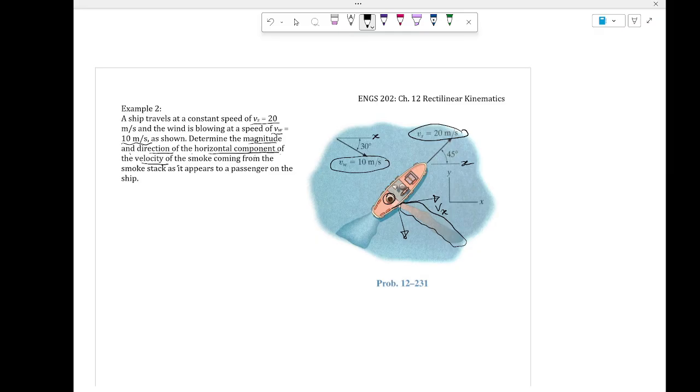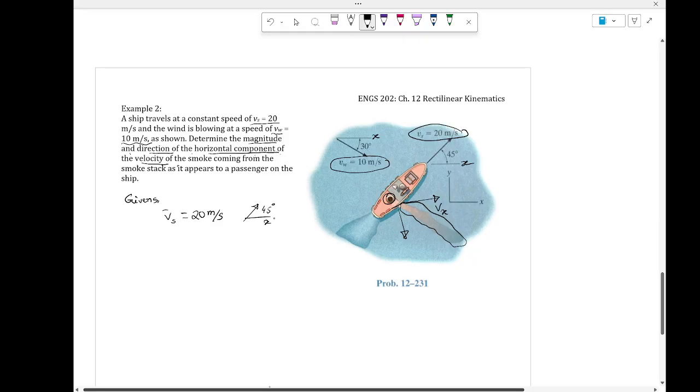Okay. So let's start with the givens. The ship velocity is given, obviously. Let's just put Vs, just like the way they did. It's 20 meter per second. And then they give you the direction of the ship, which is 45 degrees with x, right? All right, so that's the motion of the ship direction.